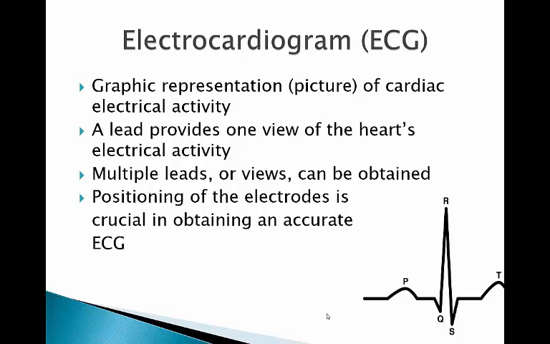We can do multiple leads or views. When we do regular telemetry monitoring on our patient, we usually do a five lead. We can do a 3 lead as well, or a 12 lead, which is when we hook them up to all the different wires and take a look at the heart. We can also do the right-sided EKG, where we put the leads on the opposite side, and we can get a picture of the way the right side of the heart looks in case we're considering that the patient may be having a right-sided MI.